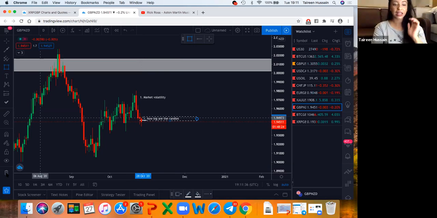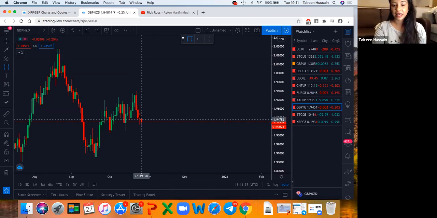So let's clear this screen off. You can see that nothing much really happened here. So you don't really need to worry about having a 100 pip stop loss when there's only been like 50 pips moved, right? So one of the things I look out for at the start is, is it a really volatile pair?